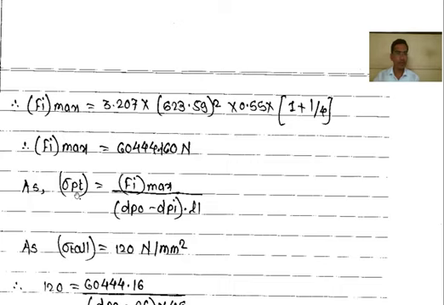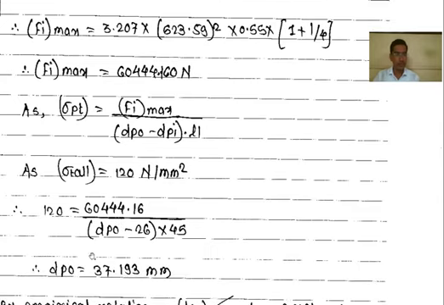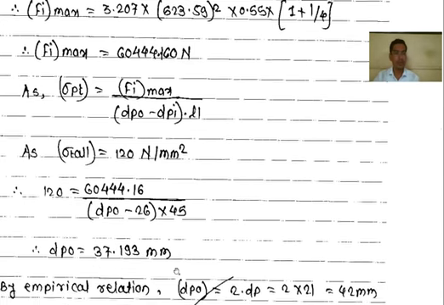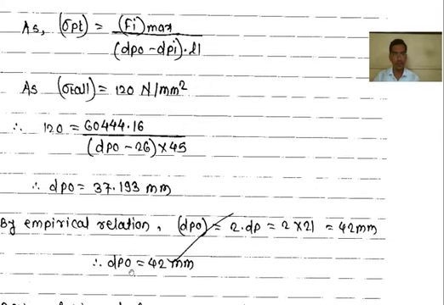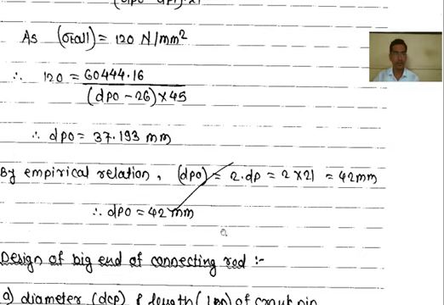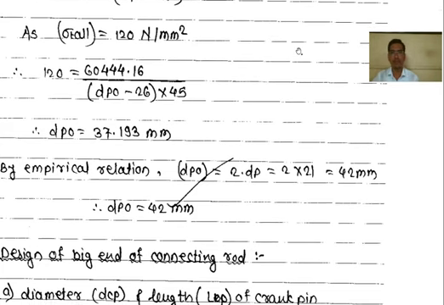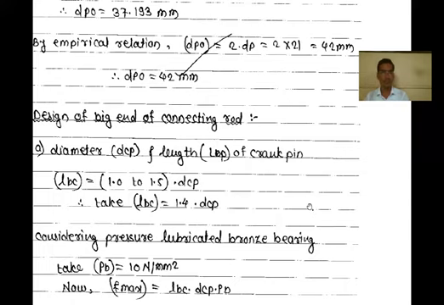Therefore, the allowable stress is 120 Newton per mm square, as we know. So we can get DPO, that is nothing but the diameter, 37.193 mm. So by empirical relation, DPO is equal to 2 times DP. So DPO is equal to 42 mm. So now DPO becomes 42 mm.